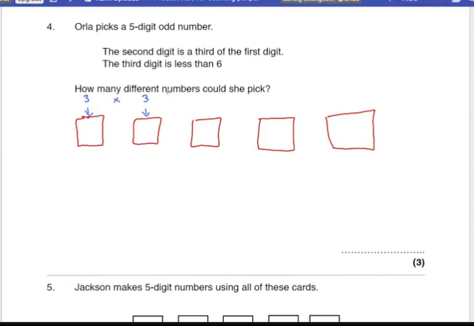And then the next. 5. Yep, because you've got 0, 1, 2, 3. Actually, no, you've got more than 5. If the third digit is less than 6, you've got 5, 4, 3, 2, 1, and 0. So I guess one thing to think about is where you can use 0 and where you can't use 0.